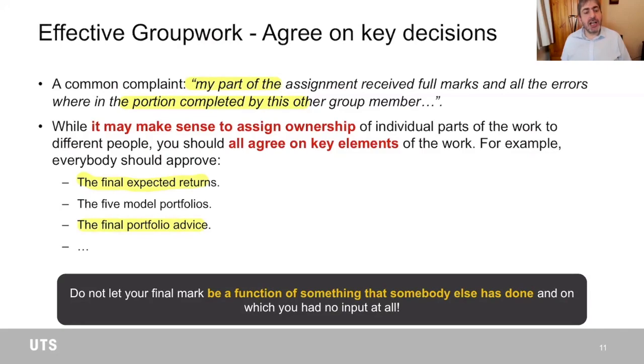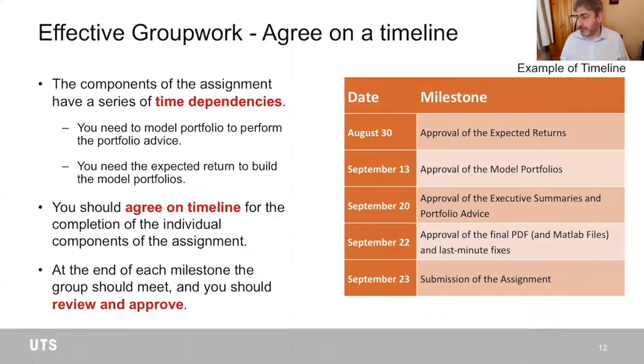So don't let your final mark be a function of something that somebody has done and you have no input at all, okay? Don't come and complain, I didn't agree on the expected return on, whatever. Everybody has to agree on the key elements, okay? Now, to do that, you need to respect some deadlines, okay?